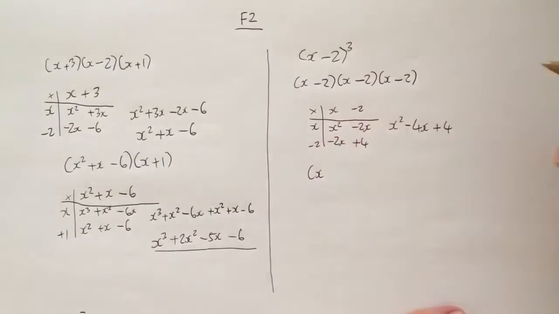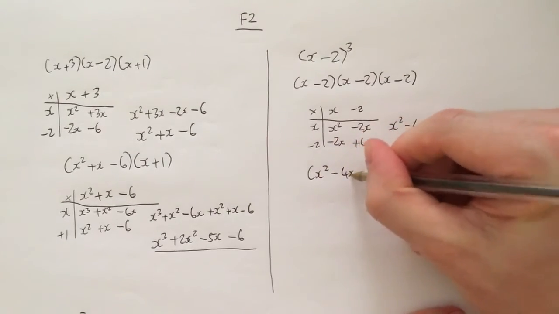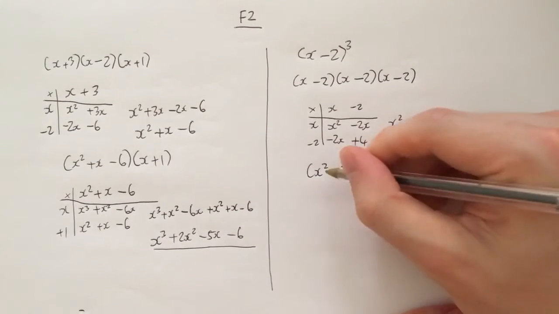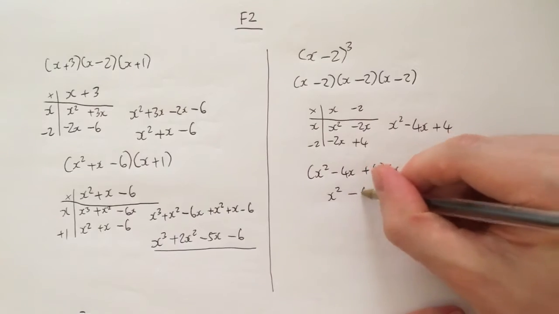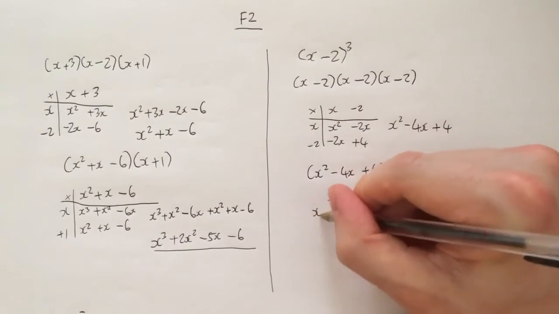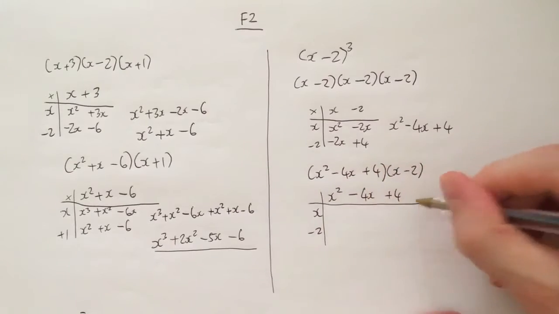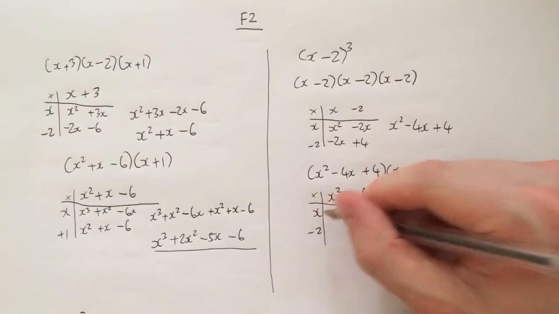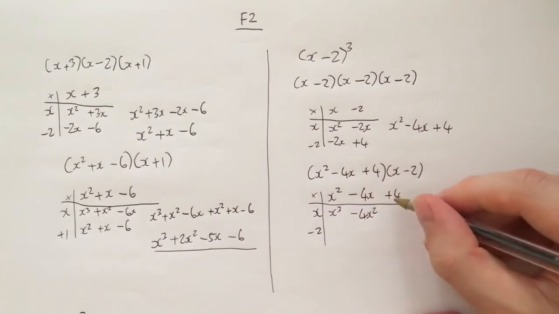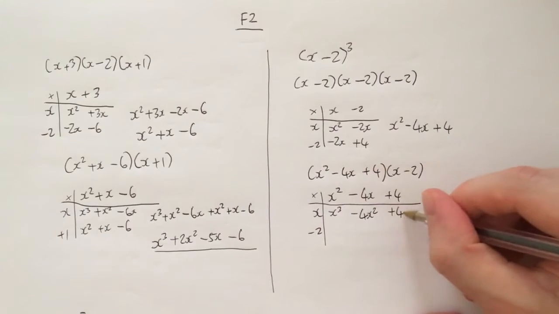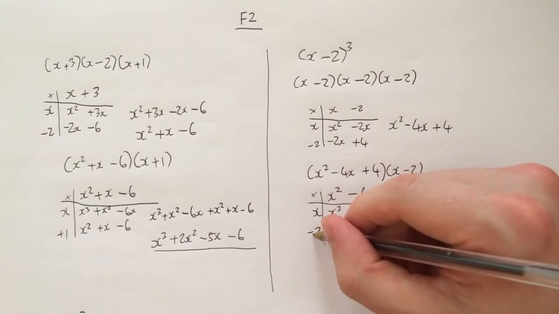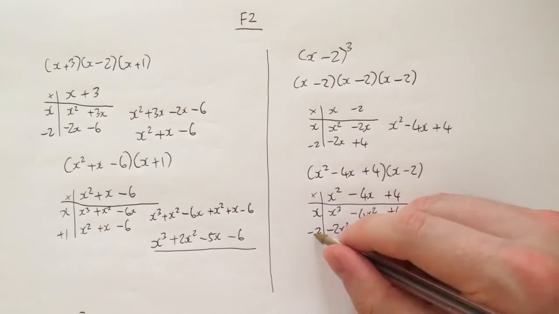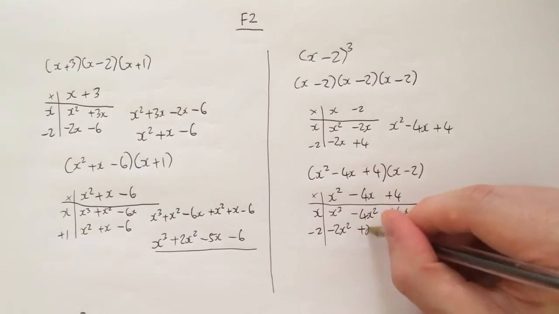Put that into a bracket. X squared minus 4x plus 4. And then look at the third bracket here. X minus 2. So x squared minus 4x plus 4, x minus 2. X squared times x is x cubed. Negative 4x times x is negative 4x squared. Positive 4 times x is plus 4x. X squared times negative 2 is negative 2x squared. Negative 4x times negative 2, be careful here, is positive 8x.